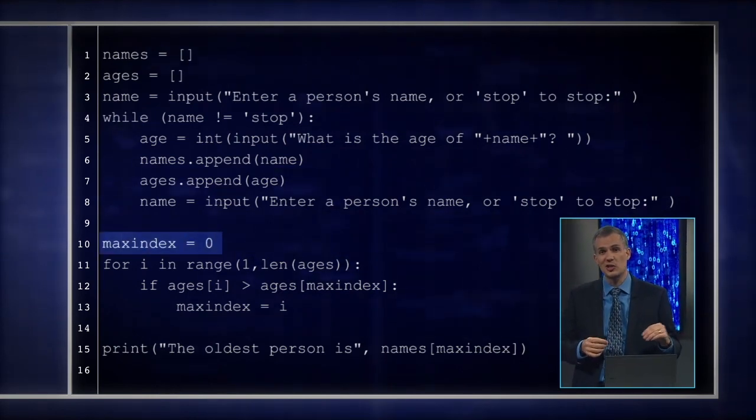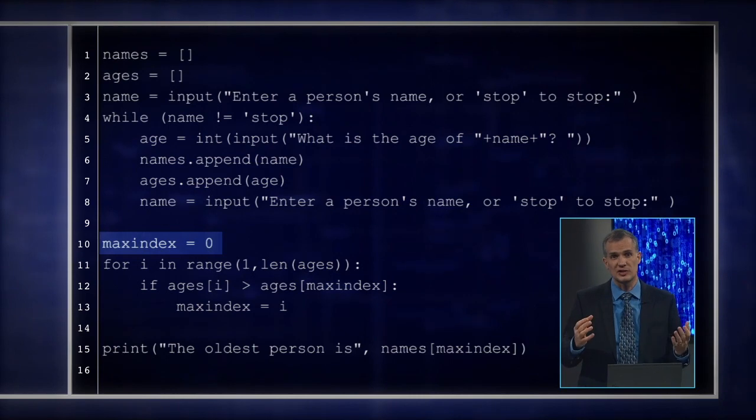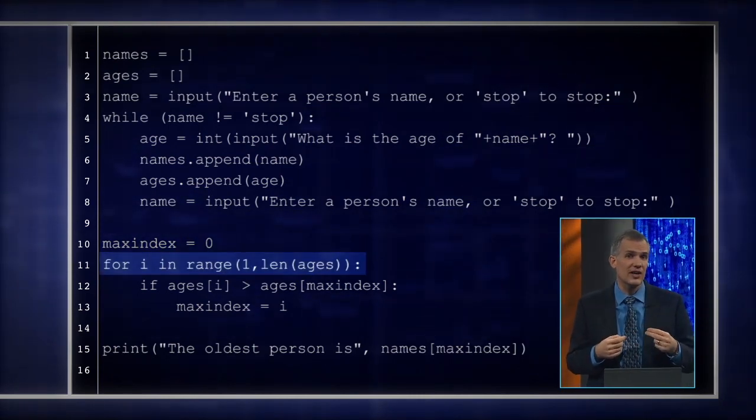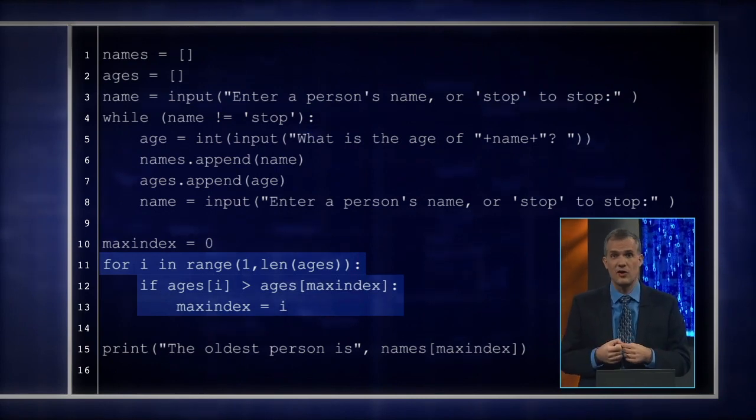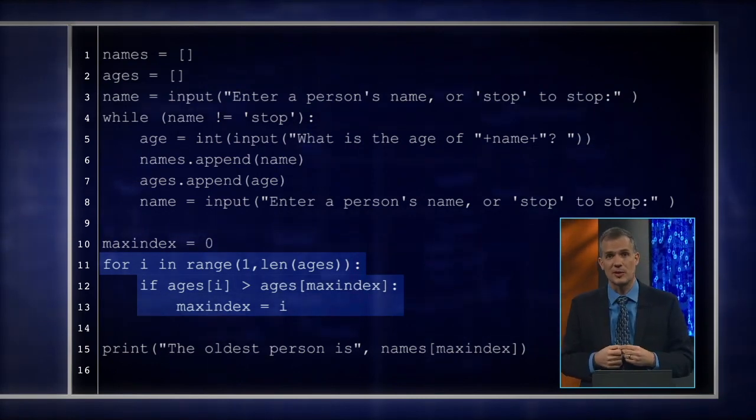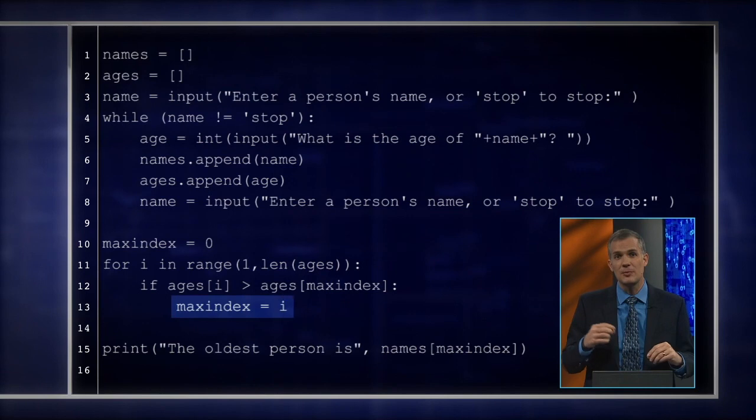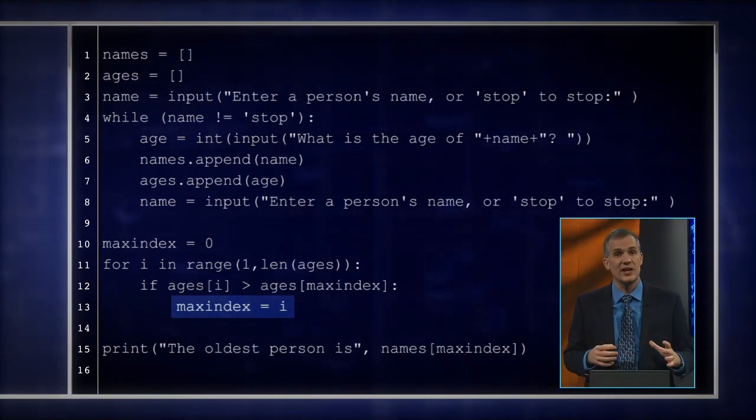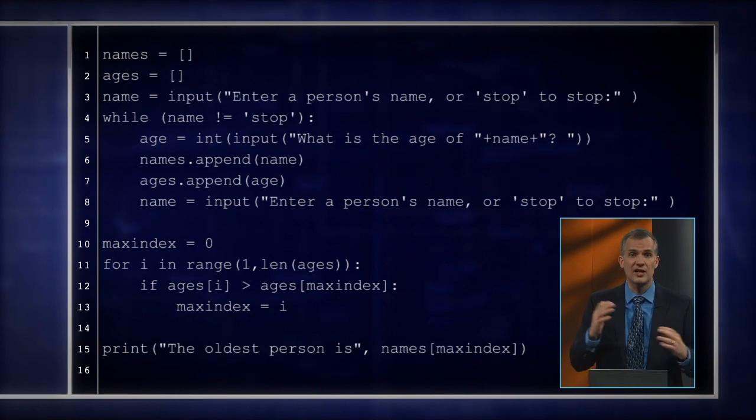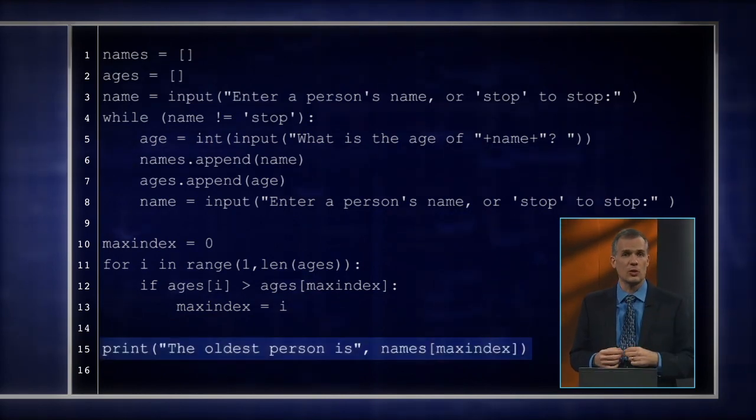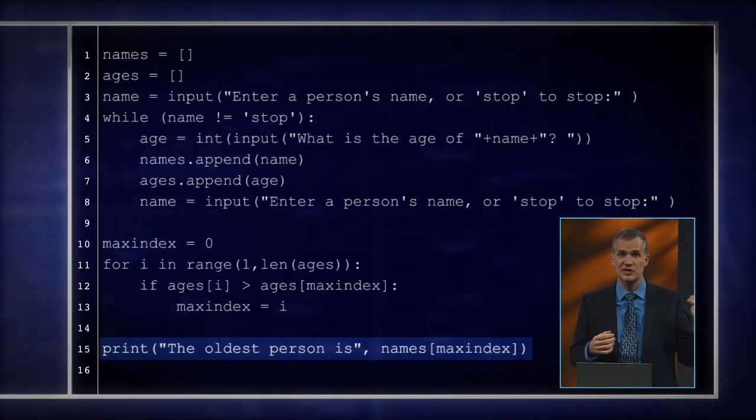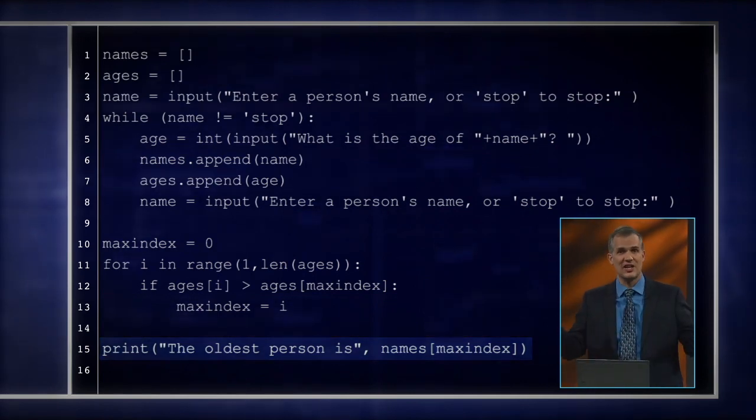We start by assuming the first person entered is the oldest. And then we loop through all the other ages, and if we find an age bigger than the biggest one so far, that becomes our new maximum. Notice that we keep track of the index for that oldest age. Finally, when we've gone through all the ages, we have the index for the oldest person. So, we print out the name of the person with that index. Ta-da! All done.